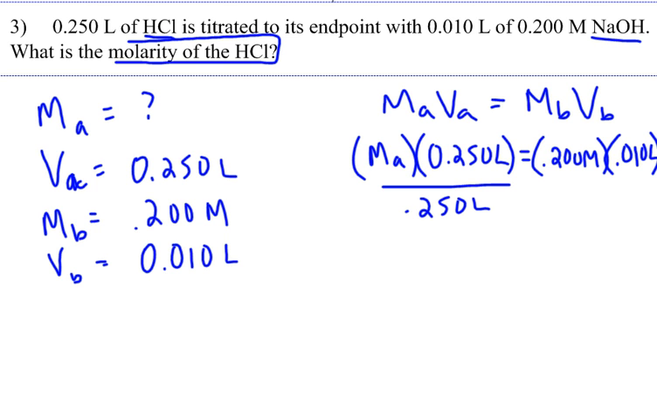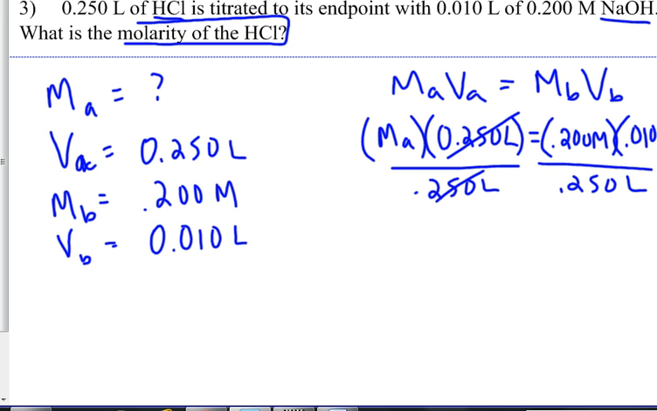Okay, and I see here that if I divide by 0.250 liters, liters will cancel. I see that that just went off the screen, but the liters there cancel. And mathematically, what do we get? We get 0.200 times 0.010 divided by 0.250. What we get for the molarity of our acid, to two significant figures, is 0.0080 molar.